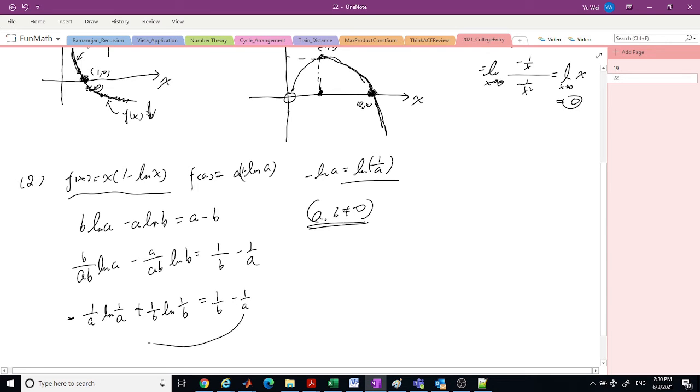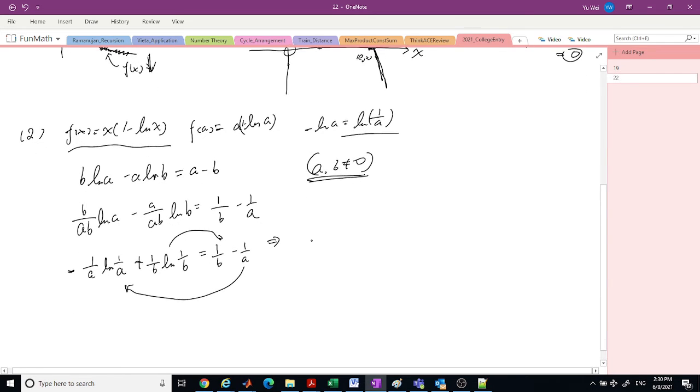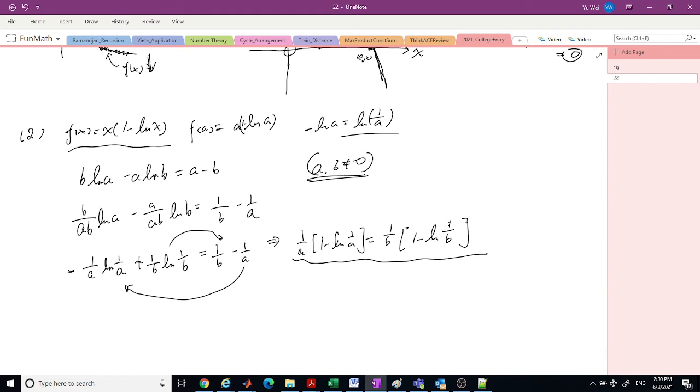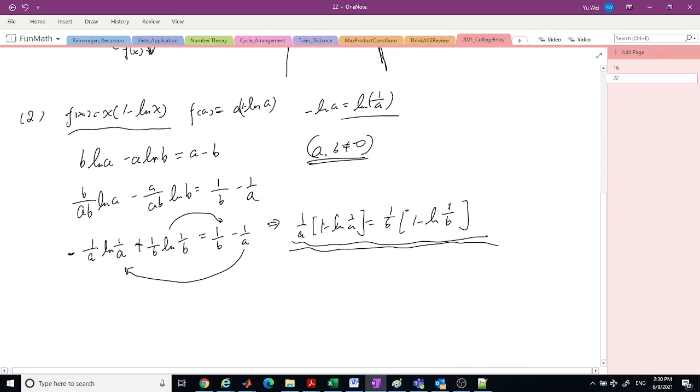Okay, now let's move this one to this side, and this one to this side. What we have is 1 over a times (1 minus log 1 over a) is equal to 1 over b times (1 minus log 1 over b). See? This comes from algebraic manipulation, right? Then the problem just does the whole process in reverse to give us that condition.